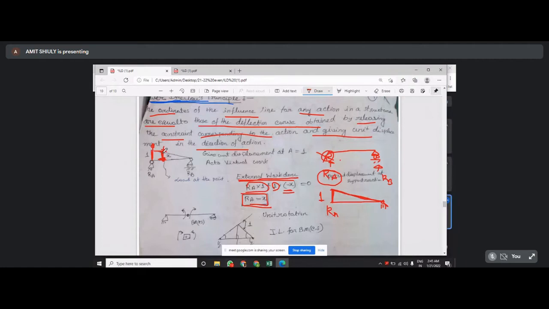So see that you can draw the ILD of reaction RA with the help of the Muller-Breslau principle. Same way you can determine the reaction of RB.